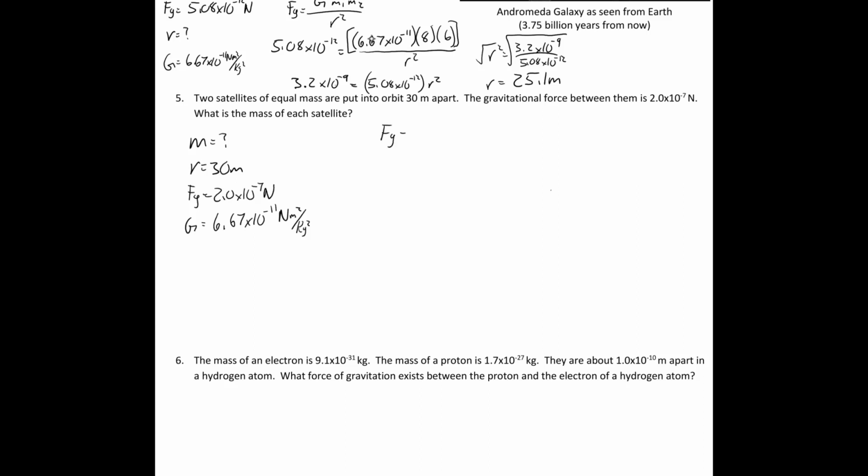Let's write our equation. Fg is equal to G m1 m2 over r squared. So 2.0 times 10 to the negative 7 is equal to 6.67 times 10 to the negative 11 times, what are we going to plug in? Should we call it m1 and m2 still? They're equal masses. So instead of m1 and m2, I'm just going to do m times m. Remember, they're multiplied by each other. Divided by the radius, 30 squared.